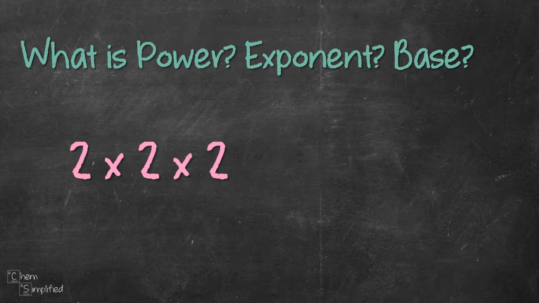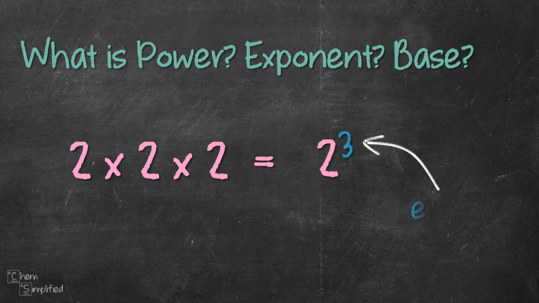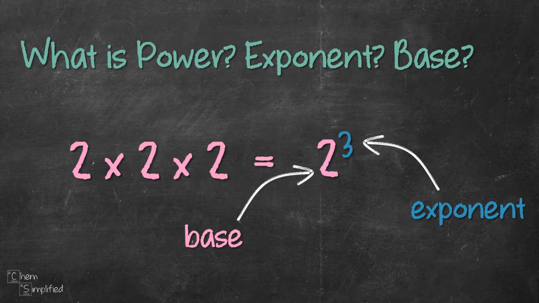Let's take 2 times 2 times 2 as an example. We have 2 multiplied by itself 3 times. Therefore, we can simplify it and write it as 2 to the power of 3. 3 in this case is the exponent, whereas 2 is referred to as the base. Together, raising the base number to an exponent is called a power.